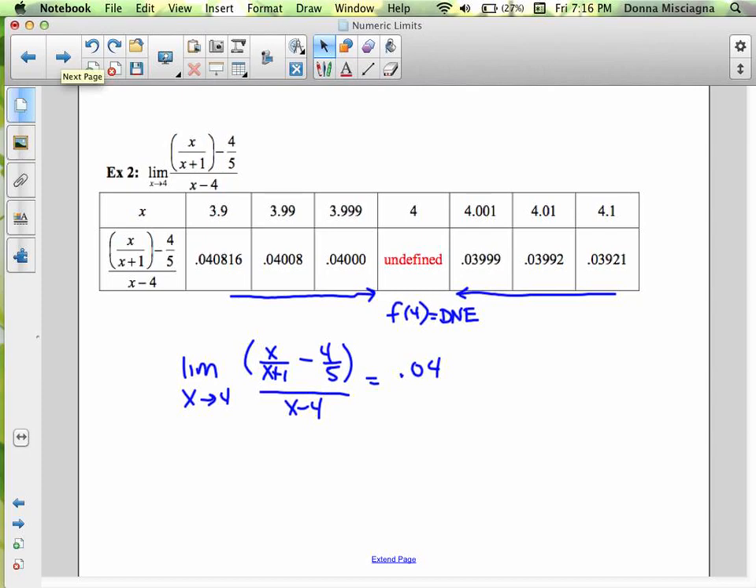In the next part of the lesson, we're going to do a whole group lesson, and we're going to look at using the calculator to create our table of values and how we can use the calculator efficiently to be able to find a limit numerically.